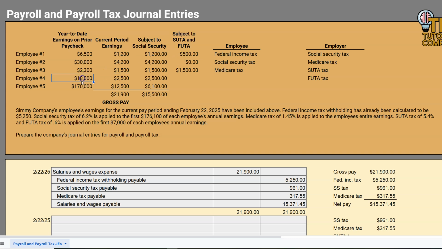And then employee number four is already over the $7,000 threshold, so we don't have to pay any SUTA or FUTA tax for them. And then employee number five is way over the threshold, so again, we don't have to worry about them either. So really the only employees that were under that threshold were employee number one and employee number three, because their earnings hadn't reached that $7,000 threshold yet.